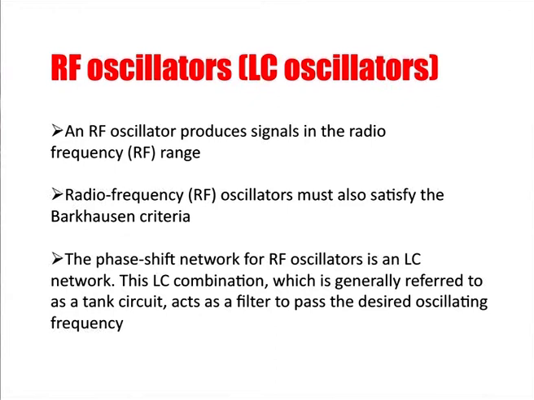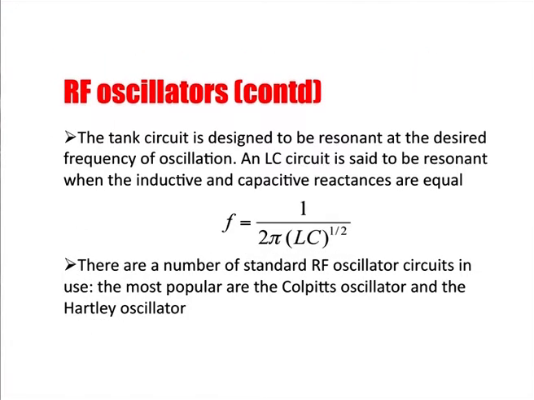The phase shift network of RF oscillators is an LC network. The LC combination, which is generally referred to as a tank circuit, acts as a filter to pass the desired oscillating frequency. The tank circuit is designed to be resonant at the desired frequency of oscillation. An LC circuit is said to be resonant when the inductive and capacitive reactances are equal. When resonance occurs in this tank circuit, the tank circuit also produces a phase shift of 180 degrees for that same frequency.